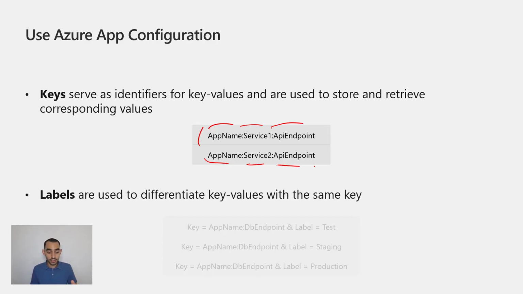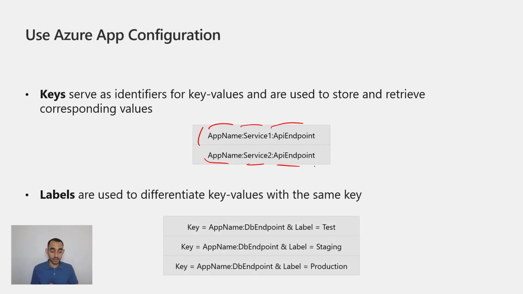And optionally, we can also add labels that are used to differentiate key values with the same key. For example, we can have the same key that is used in different environments, like here, test, staging, and production, or also to differentiate versions of our application.